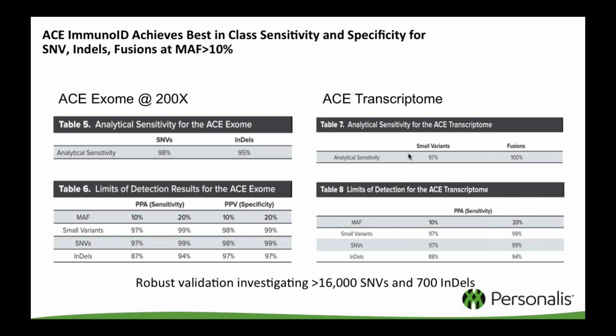And we were able to demonstrate very high sensitivity and specificity for SNVs as well as indels and gene fusion events, both on our exome as well as our transcriptome, down to a 10% minor allele frequency. And this is an overall summary of those results from our approach. Here in the table, you can see overall sensitivities are shown: 98% for SNVs and 95% for indels with our exome, and then also 97% sensitivity with our transcriptome for small variants and 100% for gene fusion events.